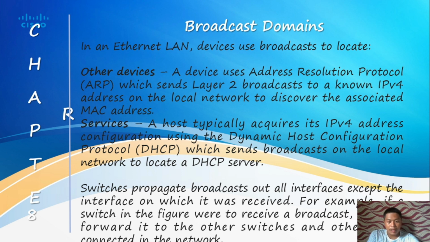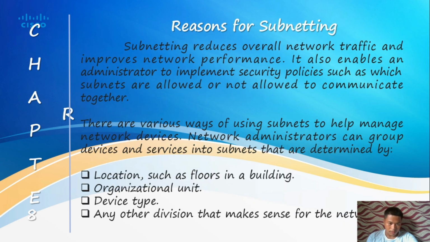Switches propagate broadcasts out of all interfaces except the interface on which it was received. For example, if a switch in the figure were to receive a broadcast, it would forward it to the other switches and other users connected in the network.